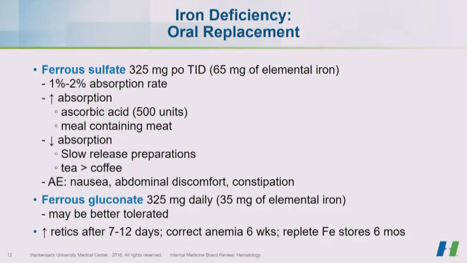Main side effects with ferrous sulfate or oral iron supplementation are GI: nausea, constipation, bloating, discomfort. So actually a lot of people don't like it, they can't continue doing it. Ferrous gluconate is oftentimes better tolerated, but if oral iron supplementation just doesn't work, you use intravenous preparations of iron.